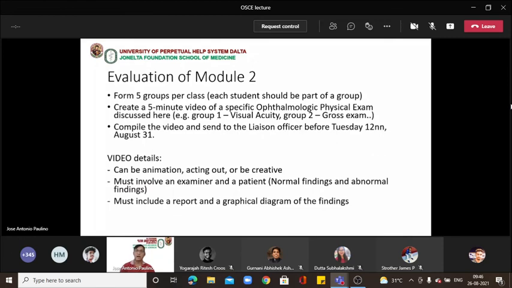a specific ophthalmologic physical exam discussed here. I will be giving the cases and the specifics per case. The video can be an animation, acting out, or you can just be really creative. It should involve an examiner and a patient. So there are instructions per group. You should show the normal findings and abnormal findings.